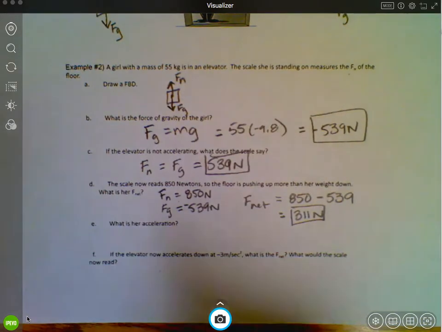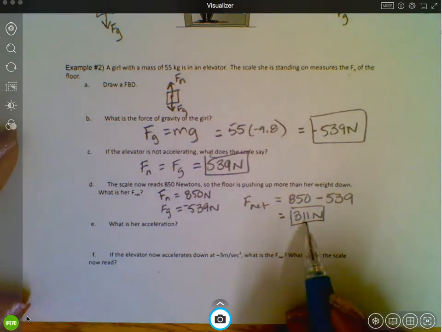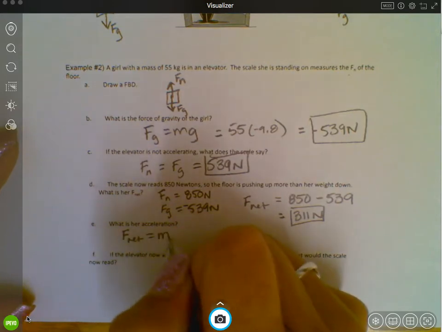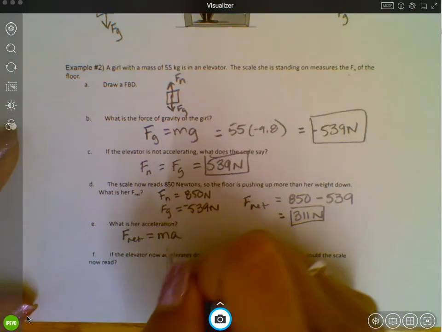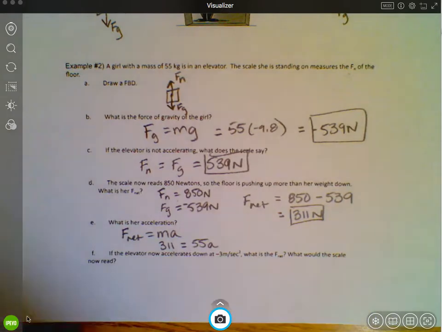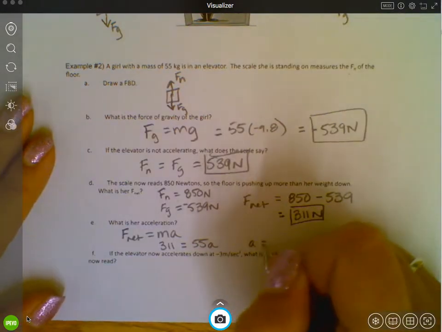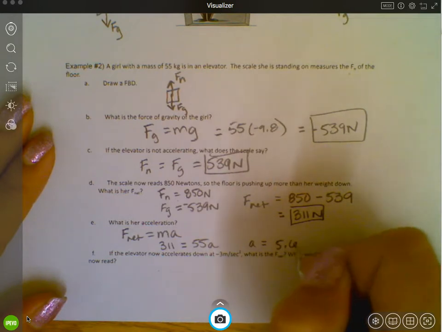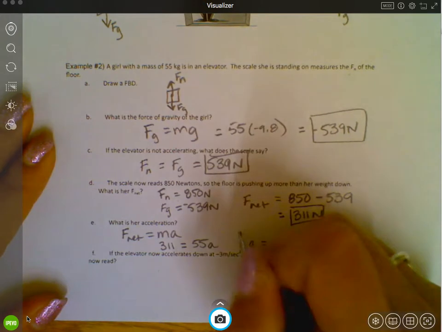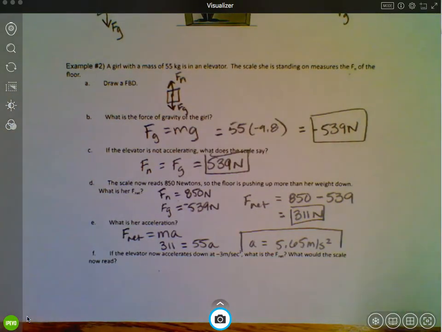Now for E, what is her acceleration? The net force is 311. F net is always equal to ma. So if we know the net force is 311 and her mass is 55, then we can solve for A. Then I get 5.65 meters per second squared.